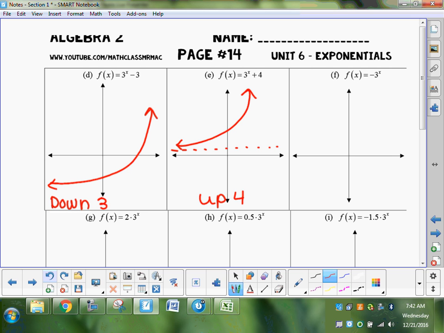This next one is interesting too, because most people are going to screw this up. The base is not negative. It's the negative of 3 to the x power. What do you think is going to happen if I take 3 to the x and then negate it? What type of transformation would I have? Yeah. Reflect over the y-axis. There you go. This would be a y-axis reflection.